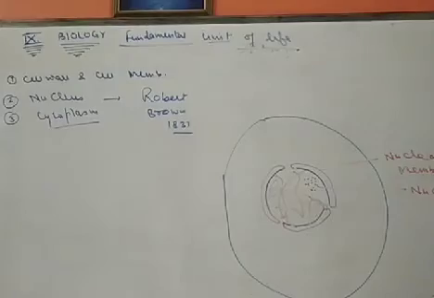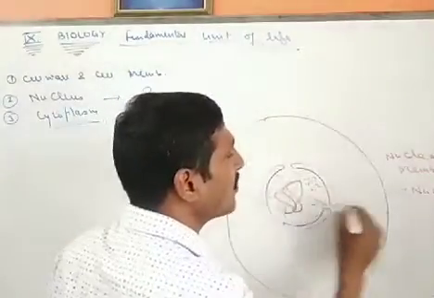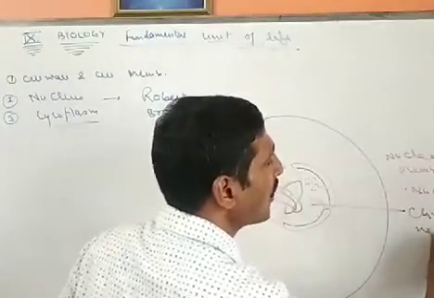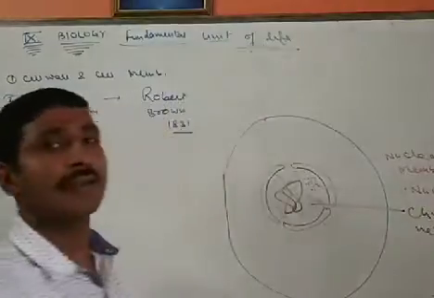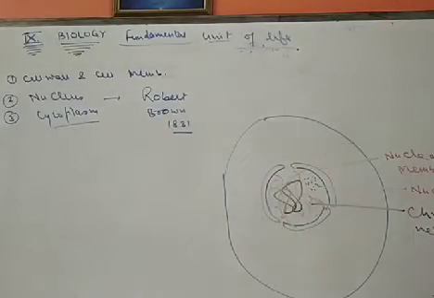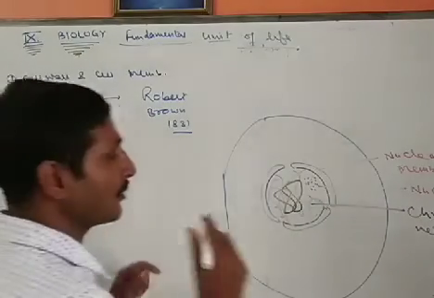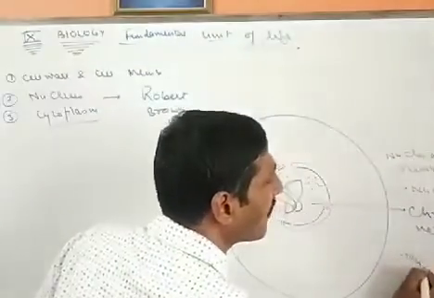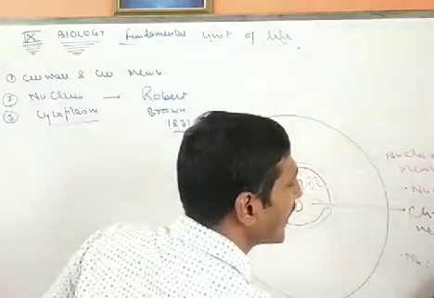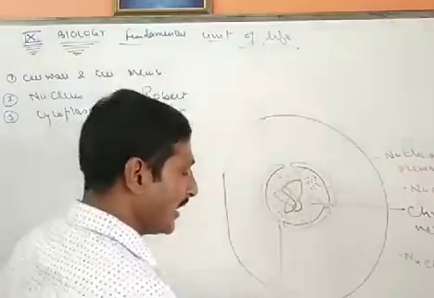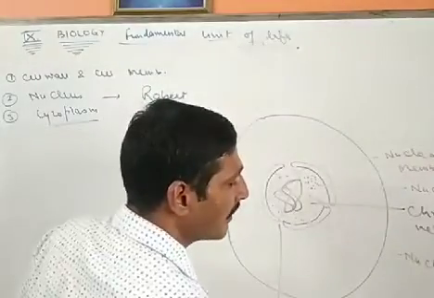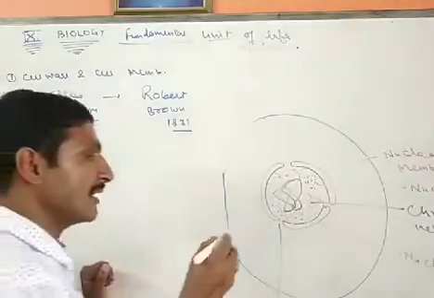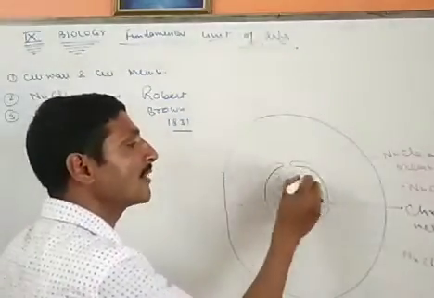The chromatin network forms chromosomes later on. Chromosomes contain genes, and genes are carriers of hereditary information from parent to offspring. And the liquid part of the nucleus is called nucleoplasm. Nucleoplasm is the liquid component of the nucleus, and here and there pores are present in the nuclear membrane. These are called nuclear pores, which help in exchange of material between cytoplasm and nucleoplasm.